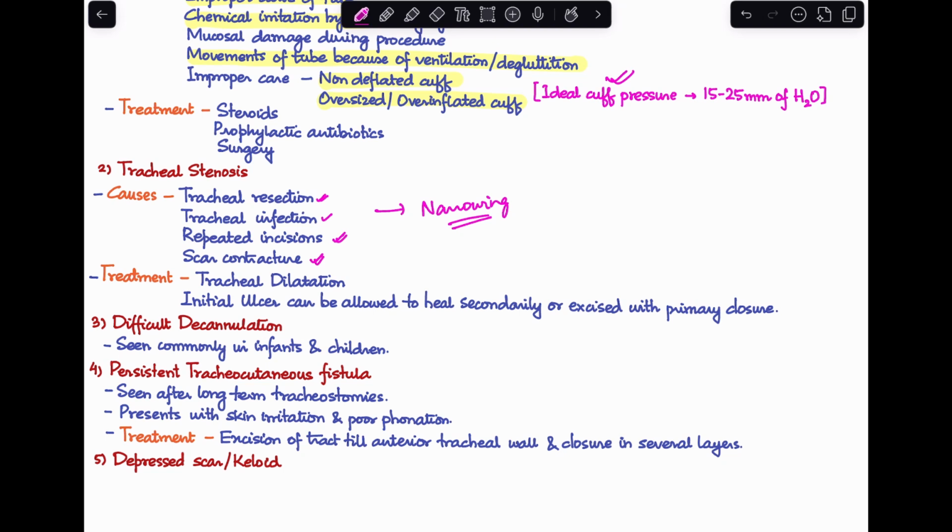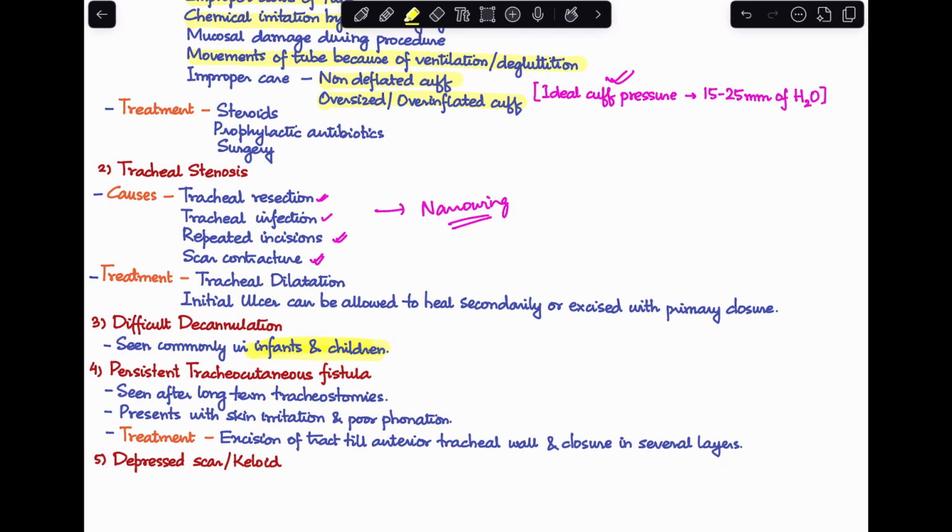Next late complication is a difficult decannulation. This is commonly seen in infants and children rather than adults. We'll discuss decannulation in our next class, when we talk about what the causes behind it are, when we do decannulation, etc.